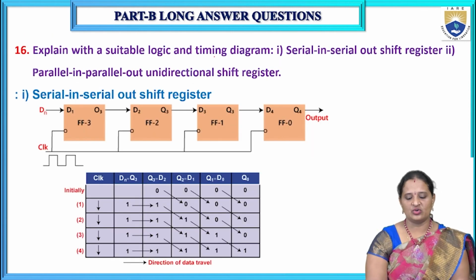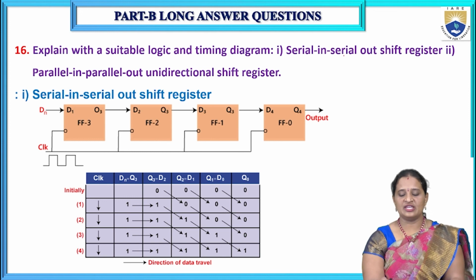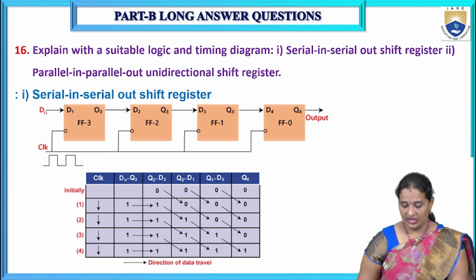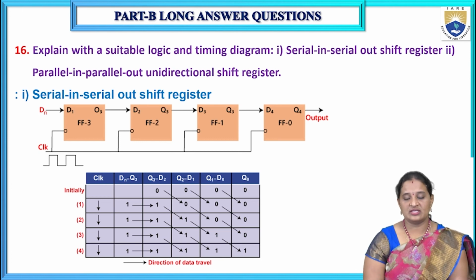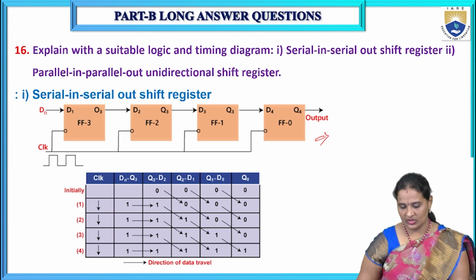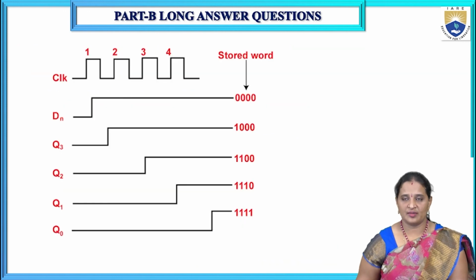Next, explain with suitable logic and timing diagram, serial in serial out shift register, parallel in parallel out shift register, unidirectional shift register. So this is a serial in serial out shift register. Just draw the circuit diagram, explain its operation, give its truth table and also the timing diagram. So this is a timing diagram.